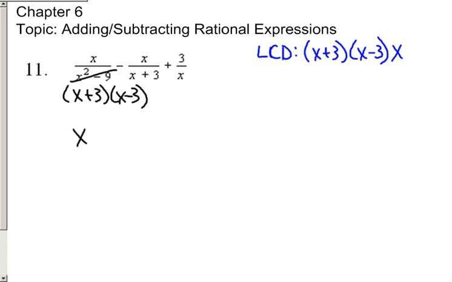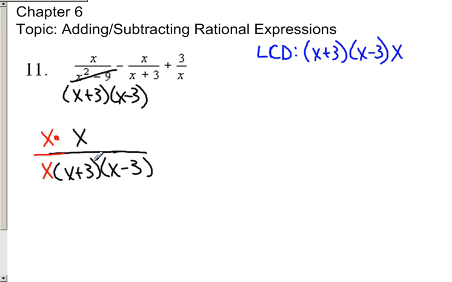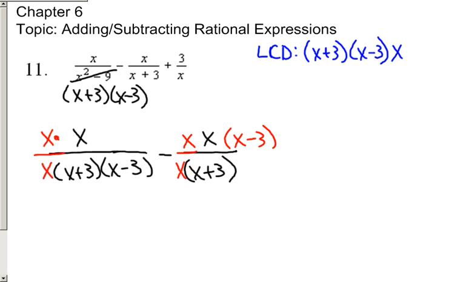So my first rational expression is x over x plus 3 times x minus 3. The factor that it's missing is x. So I'm going to multiply the numerator and the denominator by x. The second rational expression, minus x over x plus 3, is missing two of the factors, the x minus 3 and the x. So I'm going to multiply the numerator and denominator by x, as well as x minus 3.